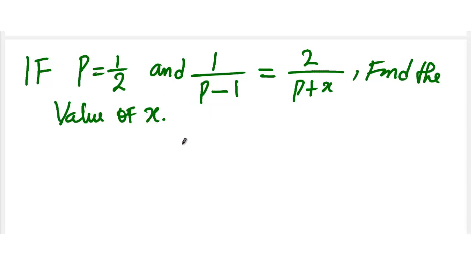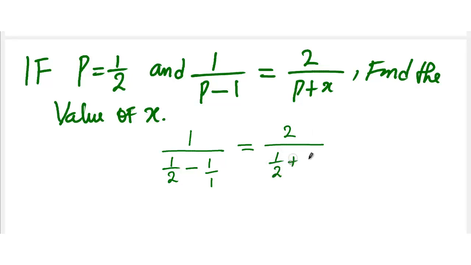So in this case, I'm going to be writing this like this. Wherever I have p, I put 1 over 2. That's 1 over 2 minus 1, so this one is 1 over 1, is equal to 2 over p, that is 1 over 2 plus x. So this is x over 1.